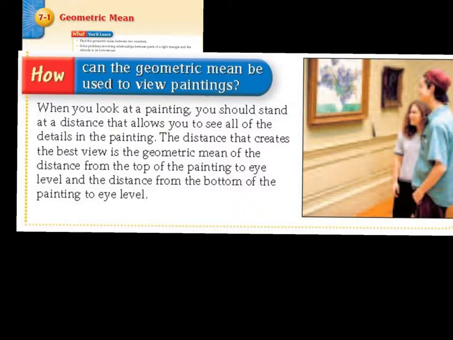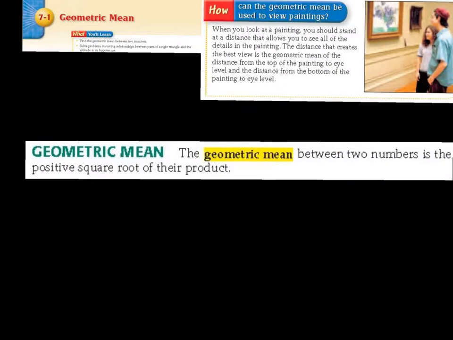When you look at a painting, you should stand at a distance that allows you to see all the details in the painting. The distance that creates the best view is the geometric mean of the distance from the top of the painting to the eye level and the distance from the bottom of the painting to eye level. I'm going to take the time to do that next time I look at a painting. We should probably start off defining geometric mean.